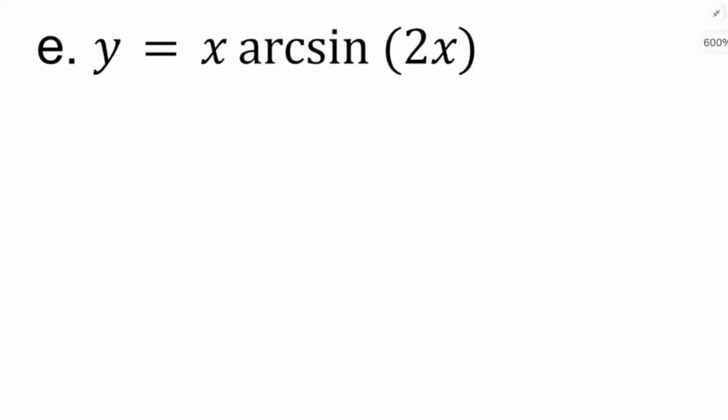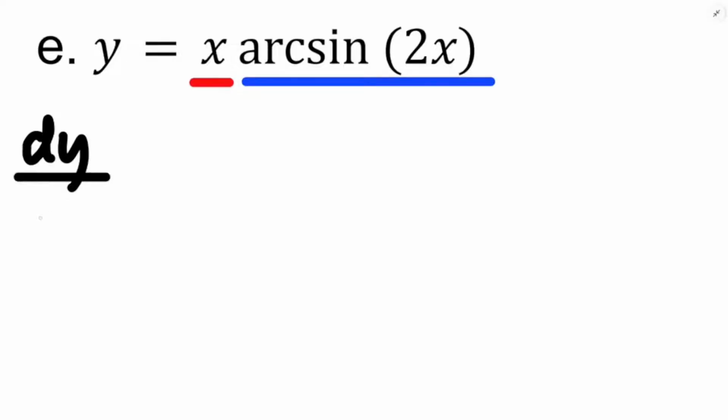Now x arcsine of 2x. So we've got a product here. We're going to need to use the product rule, but when taking the derivative of arcsine of 2x, I see there's going to be some chain. So set up for product rule. Let's say that dy dx equals, first I'm going to take the derivative of red, and that'll be 1, while leaving blue the same.